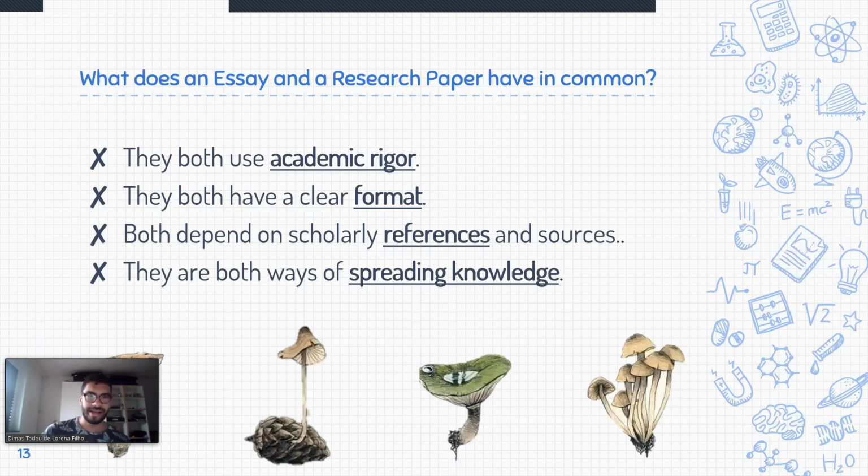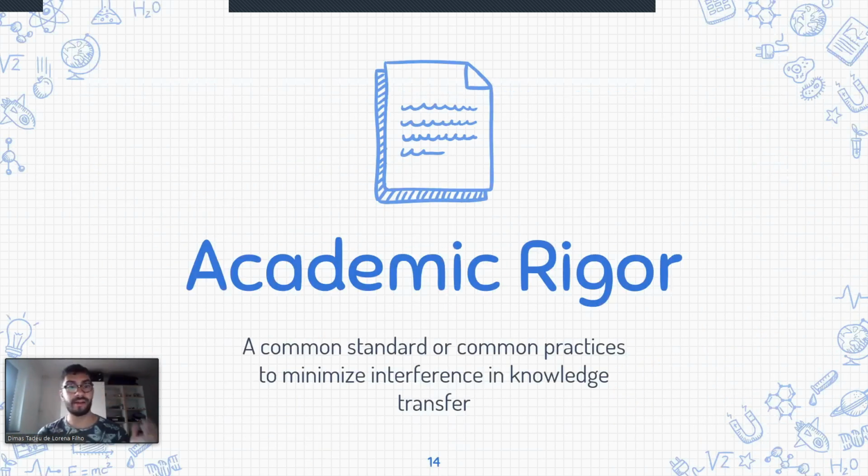So what is this academic rigor I talked about? It's a common standard or common practices to minimize interference in knowledge transfer. So tools that we can use to get as close as possible to the pipe, although we're still just a representation, and that is good because it can shift later, but it's like tools that will get us the closest we can to the actual pipe, to the truth.